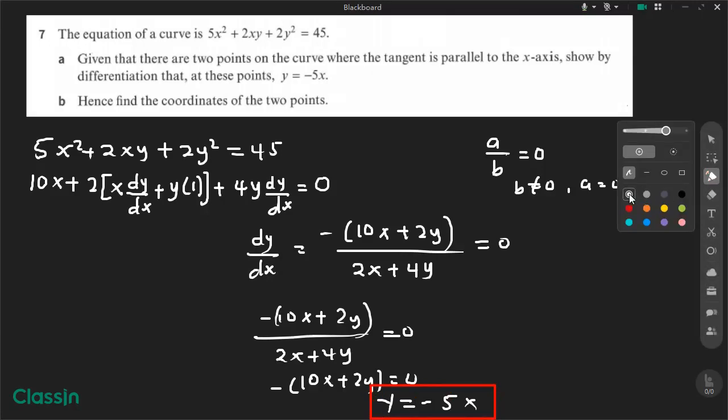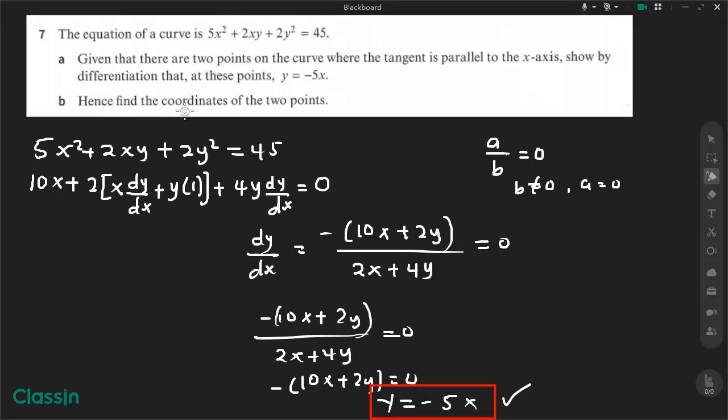The question says, given that there are 2 points on the curve where the tangent is parallel to the x-axis, show by differentiation that at this point y equals negative 5x. So y equals negative 5x at the point where the tangent is parallel to the x-axis.